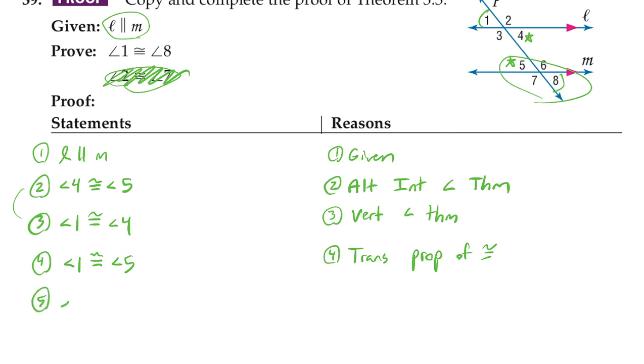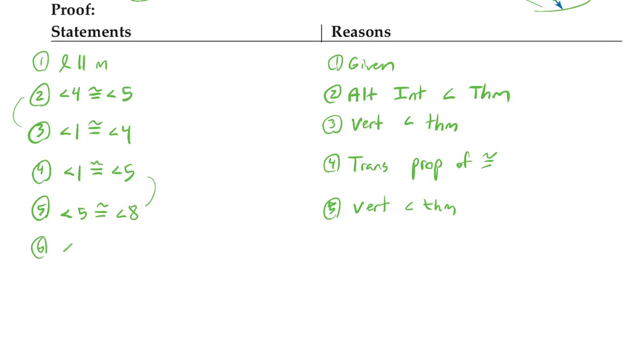So let's state that. Angle 5 is the same as angle 8, and again, that's the vertical angle theorem. Then step 6 will be, let's put these two steps together, and we get angle 1 must be congruent to angle 8, and that's by the transitive property.